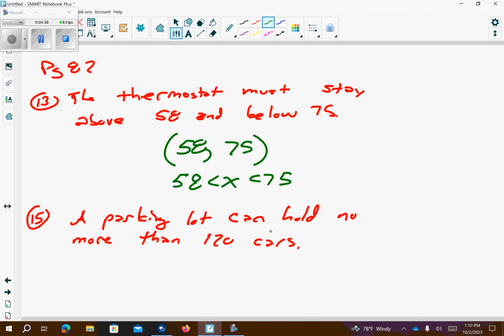The parking lot can hold no more than 120 cars. It could hold 0 cars. Could be empty. Could hold no more than 120 cars. Could be full. Okay, let's make our inequality. Square bracket means I have the equal signs. Put an x in between them.